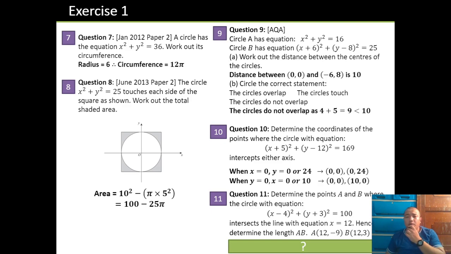Next, 11. Determine the points A and B where the circle with equation (x minus 4) squared plus (y plus 2) squared equals 100 intersects the line with equation x equals 12. Hence, determine the length of AB. A is (12, negative 9), B is (12, 3). That's just the distance formula. Okay, 3 plus 9, so 12.